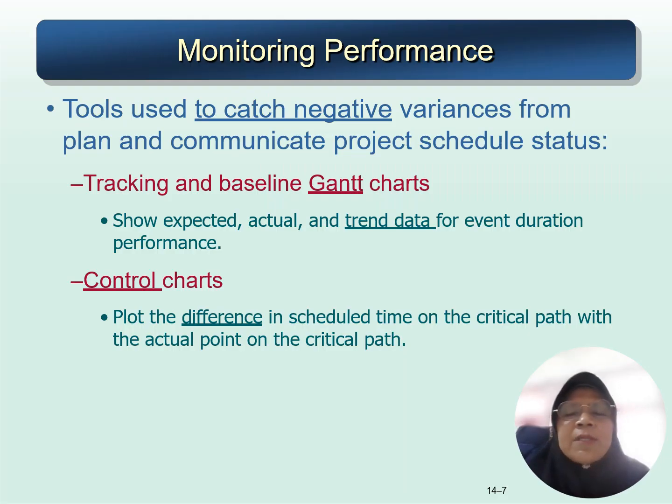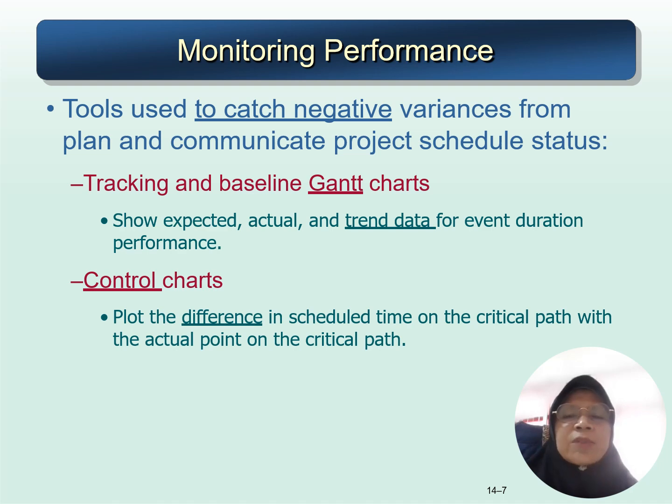To monitor the performance of the project, we need to use some tools. These are tools used to catch negative variance from the plan and communicate project schedule status. Okay, we can track and baseline Gantt charts. We can identify and show the expected, the actual, and the trend data for event duration and performance. We use control charts to plot the difference between the scheduled time on the critical path and the actual point on the critical path. About the critical path, we will learn in another session.